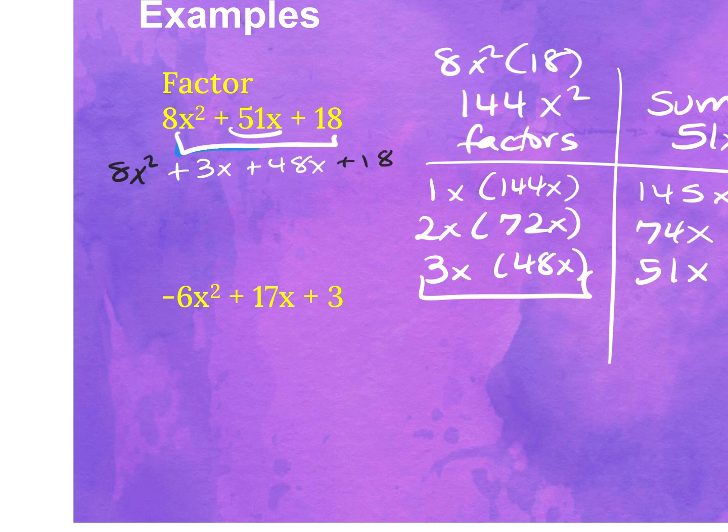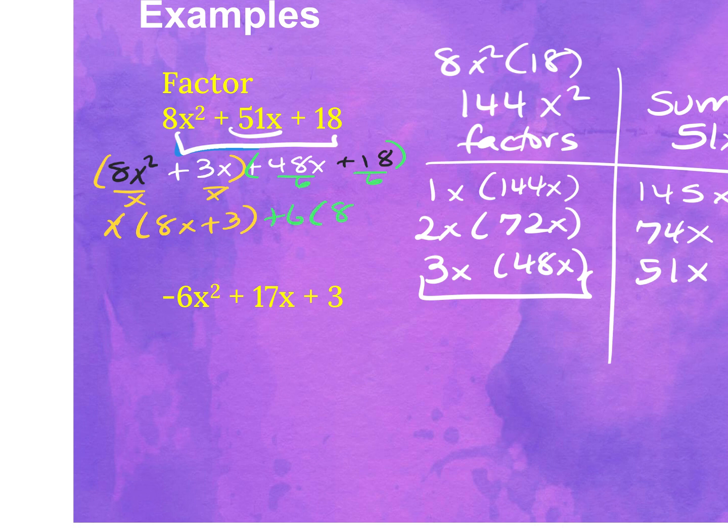And then rewrite the 18. So now I'm going to make my groups. I'll do a yellow group and a green group. And now my GCF of the yellow group is going to be just an x. So this gives me 8x plus 3. My GCF of the green group is going to be 6.